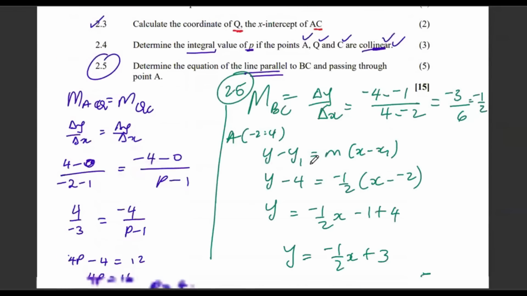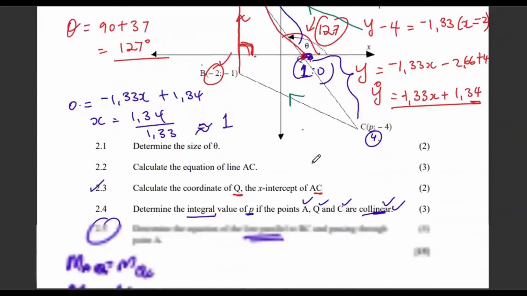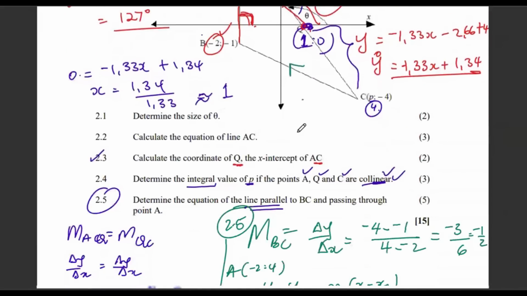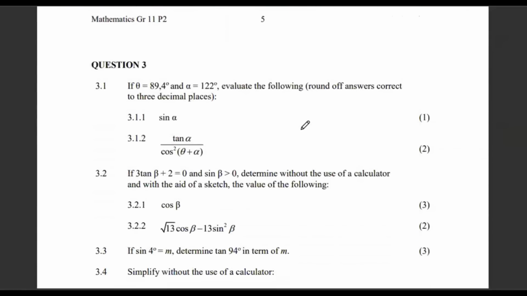So this topic, we can guarantee full marks in this case, because usually it's a plus minus 30 marks, okay? So that we have 30 in the bag. Let's move on. Question number 3, trigonometry.